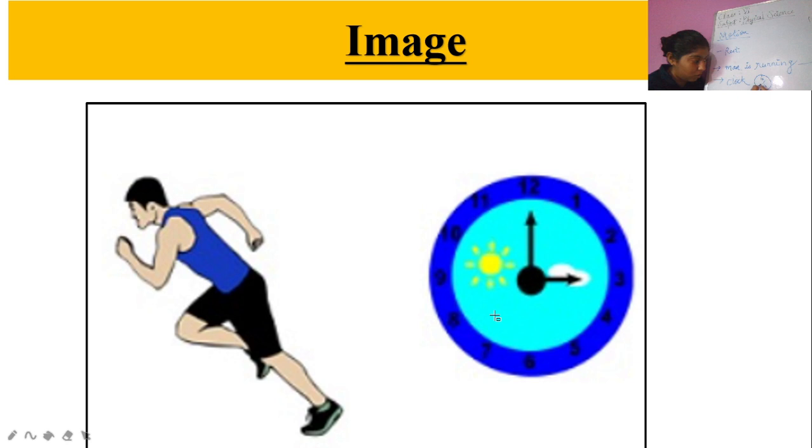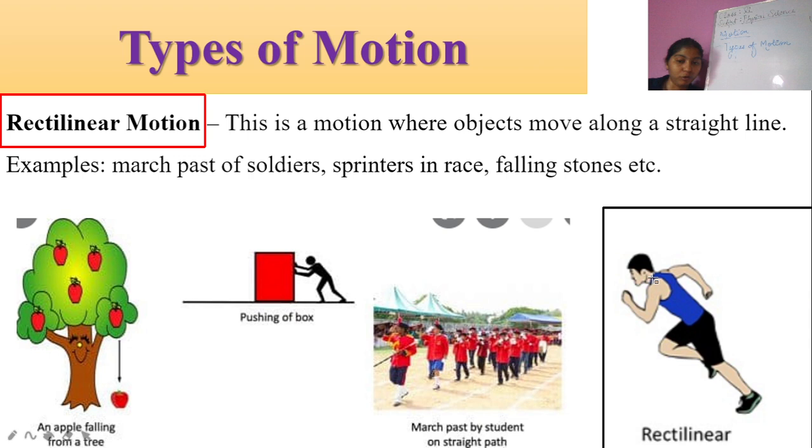So what is rectilinear motion? If you look at this person who is running in a straight direction, we can say that it is the motion where the object moves along a straight line. If any object is moving in a straight line, not in a zigzag pattern, that is rectilinear. If it is moving in a zigzag pattern, that is not rectilinear. If it is moving in a straight line, that is rectilinear motion.